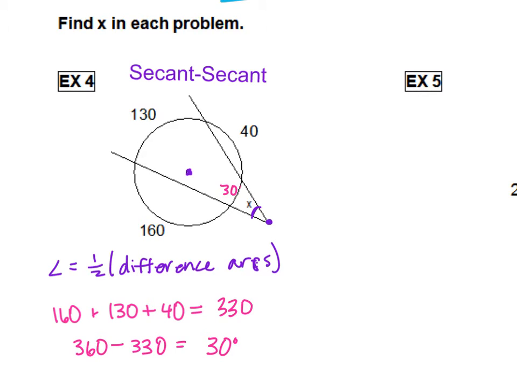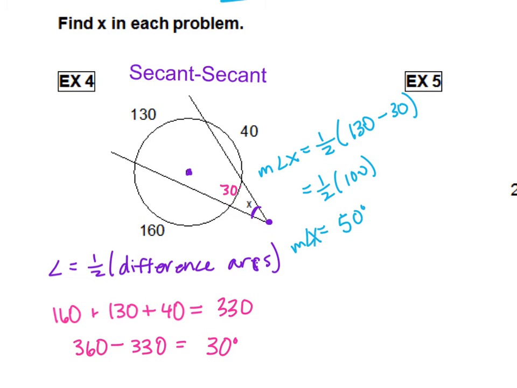Now we have enough information to find the angle measure. So the measure of angle x equals 1/2. Now instead of adding, we're going to subtract, and always start with the bigger arc. So we're going to take 130, because we want a positive answer, minus the smaller arc of 30. So 1/2 times 130 minus 30 is 100. 1/2 times 100 is 50. So the measure of angle x is equal to 50 degrees.